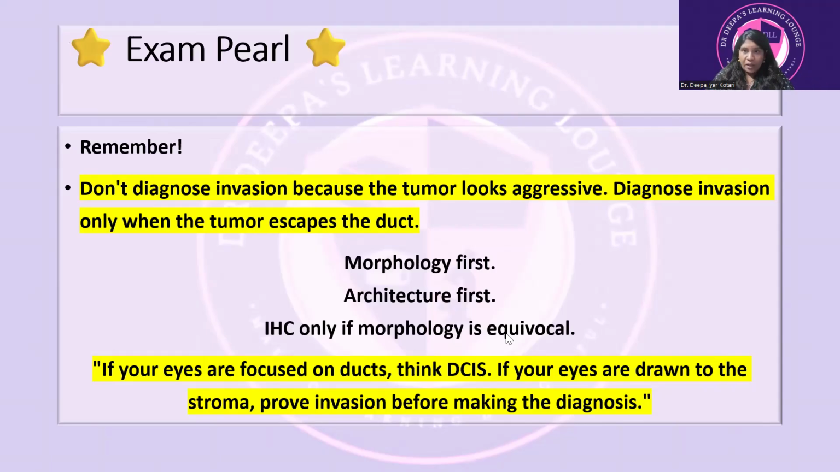It is not the nuclear grade at all that influences the difference between DCIS and invasive carcinoma. That is why, when the tumors look aggressive, look at the morphology first, the architecture first. IHC only for reassurance when the morphology is equivocal. If your eyes are focused on the ducts and you're seeing ducts in a good architecture, think of DCIS. If your eyes are drawn towards the stroma and you're seeing desmoplasia and some mushrooming, then think of invasion. But again, look at the myoepithelial cells and basement membrane. Be sure that it is invasive before you call it invasive.